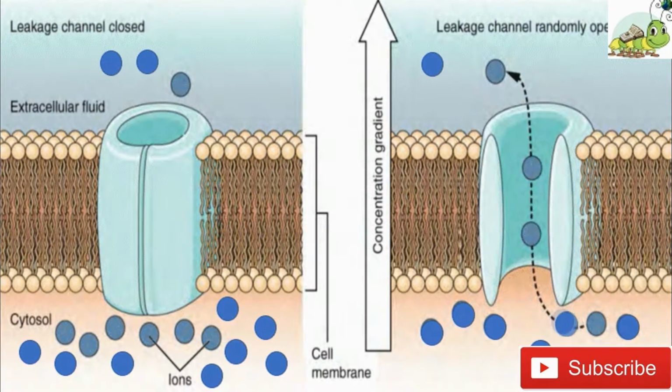A leakage channel is randomly gated, meaning that it opens and closes at random. Hence, the reference to leaking. There is no actual event that opens the channel. Instead, it has an intrinsic rate of switching between the open and closed states. Leakage channels contribute to the resting transmembrane voltage of the excitable membrane.